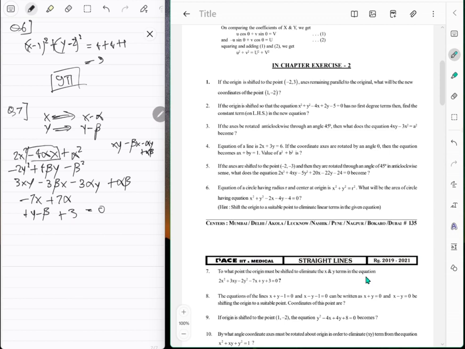So all the linear terms: for x it will be negative 4 alpha, negative 3 beta, negative 7. This must be equal to 0. For y, it's 4 beta minus 3 alpha plus 1 equal to 0. Okay, got it. This thing just turns out to be 4 alpha plus 3 beta plus 7 equal to 0.